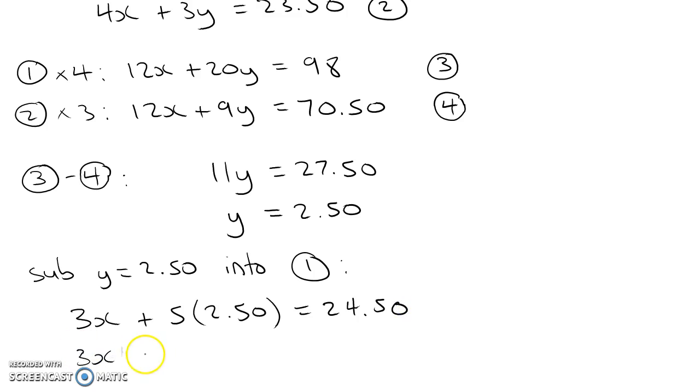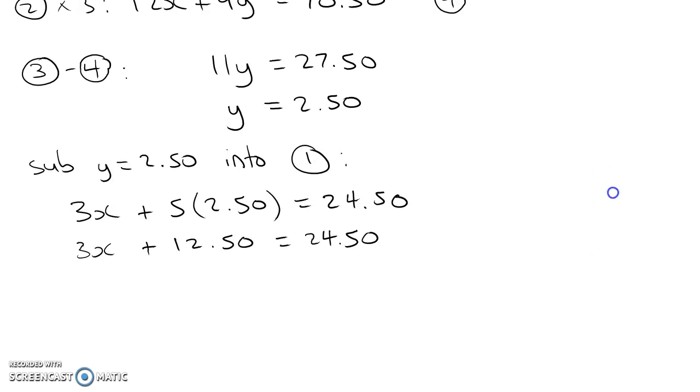Keep going with this. 3x plus 12.50. 5 times 2.50 is 12.50 equals 24.50. Subtract 12.50 from both sides. 3x equals 12. Divide both sides by 3. X equals 4. So we've solved the equations simultaneously to find an x and a y.